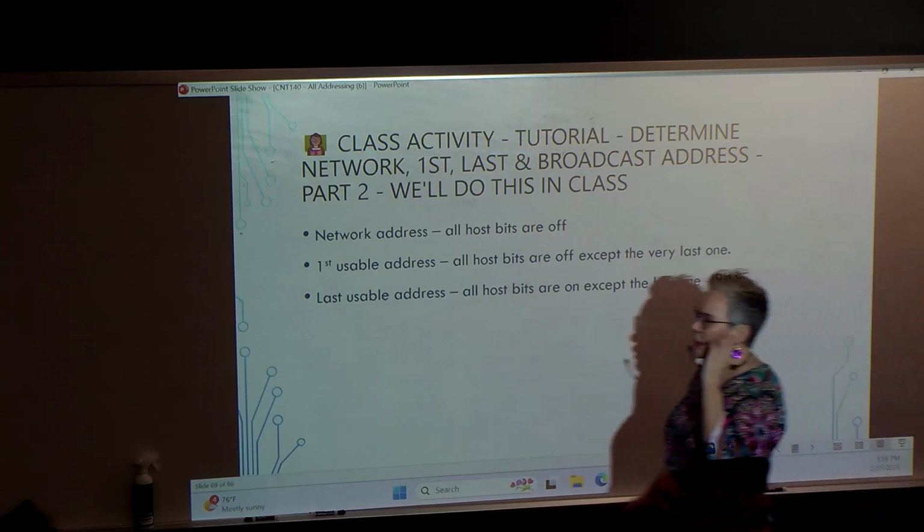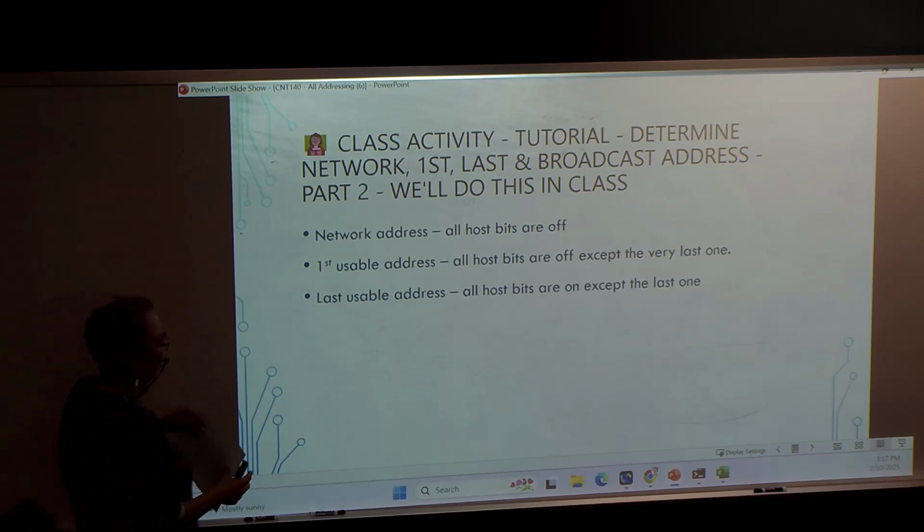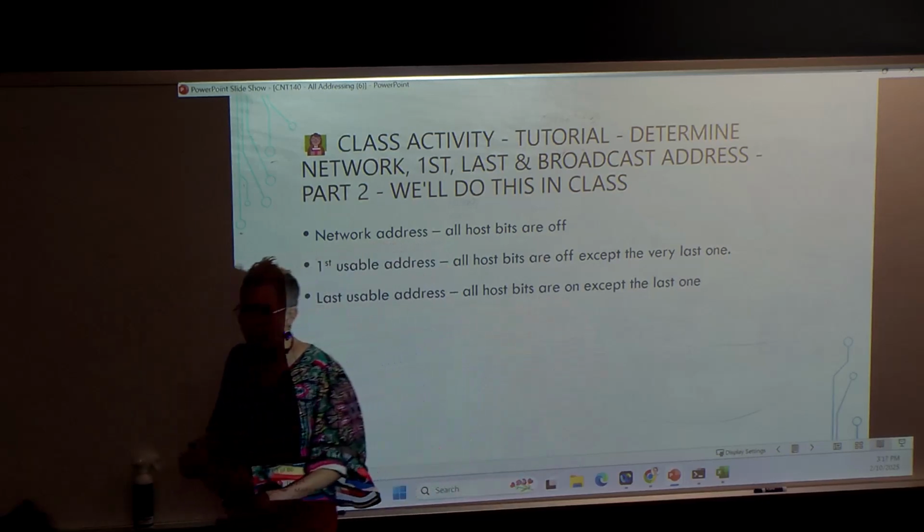Now, I believe this paper that we've given you says, let's see, network address, all host bits are off. First usable address, flip only the last bit on. So this gives you a little bit of what you're going to need to know when we work through this, okay? So the last usable is when all the host bits are on except the last one.